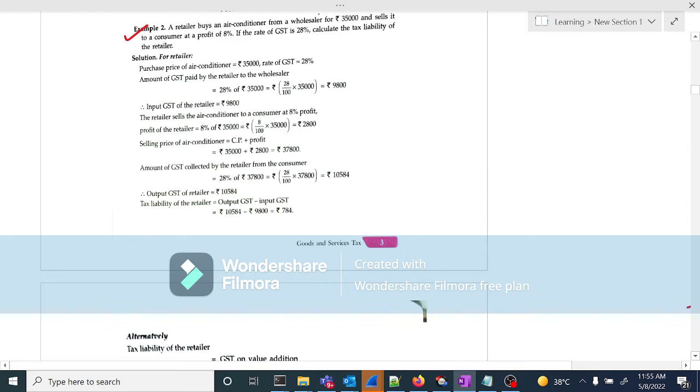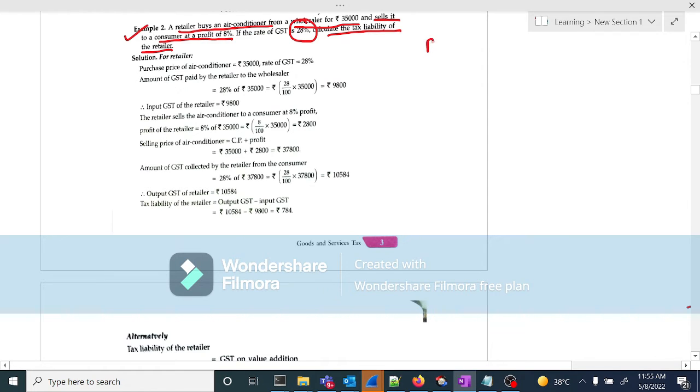Here comes our second example. So we'll try to understand this example. In this, there is a retailer who is buying an air conditioner. Basically, retailer, dealer, same thing, from a wholesaler at rupees 35,000, and then the retailer sells it to a consumer or a customer at a profit of 8%, and GST on the air conditioner is 28%. So calculate the tax liability of the retailer. So actually we'll go through this. It's a very interesting problem. We'll try to understand, right?